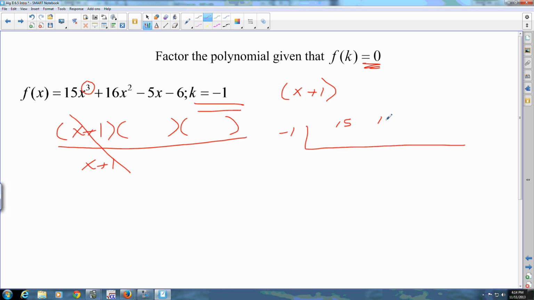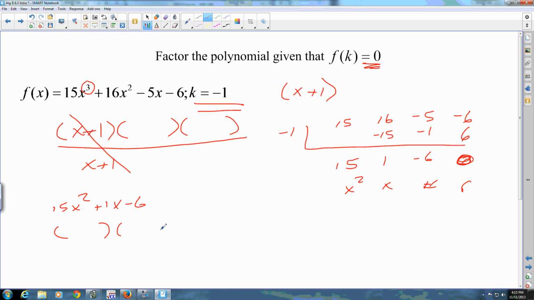15, 16, negative 5, negative 6. Drop the 15, negative 15, 1, negative 1, negative 6, 6, 0. The remainder has to be 0 for this to work. Otherwise, it's not a factor because it wouldn't have divided it evenly. So you've got remainder, number, x squared. So now you have to factor 15x squared plus 1x minus 6.